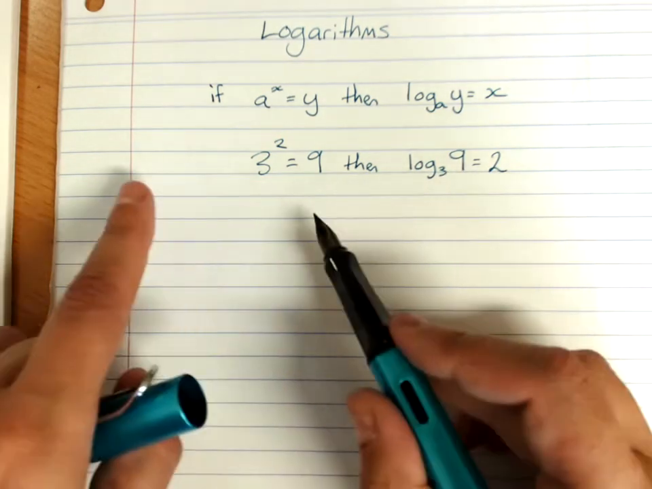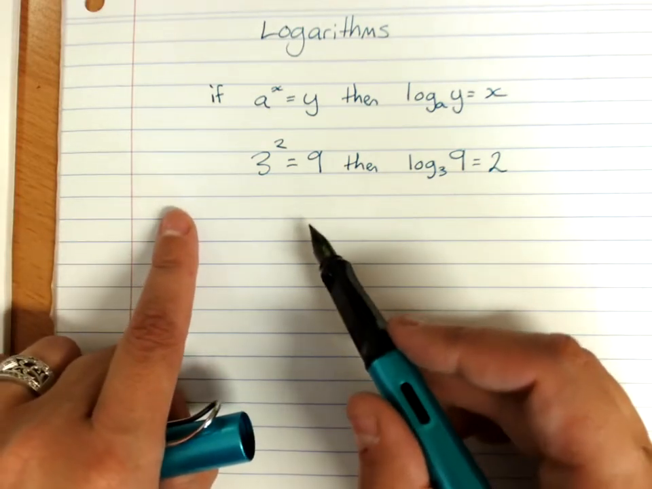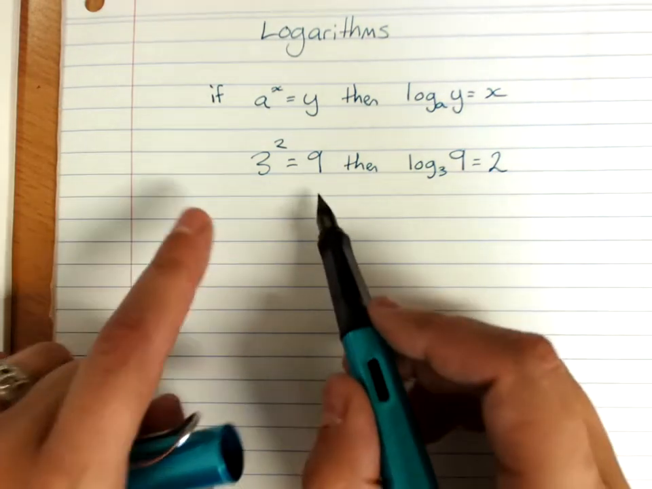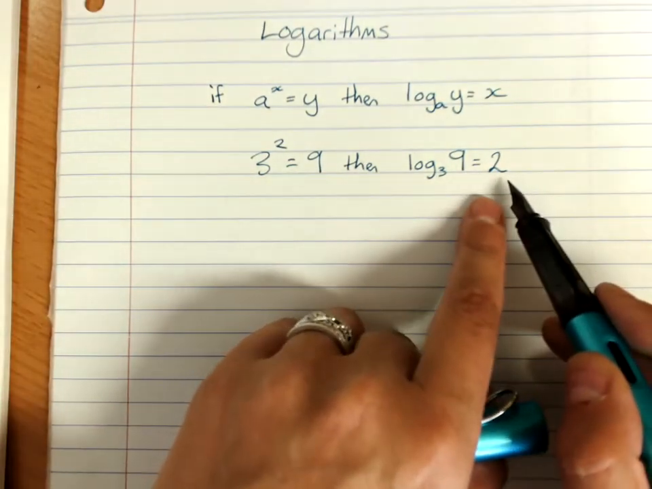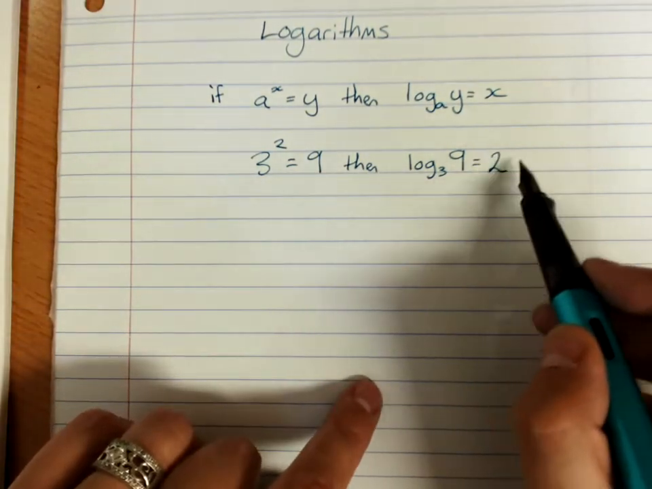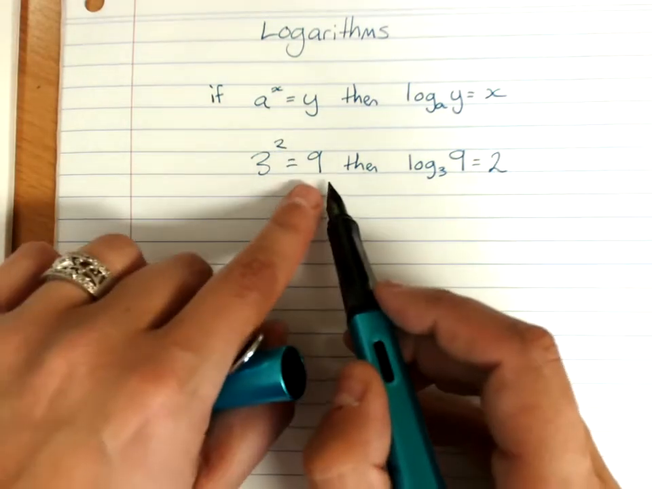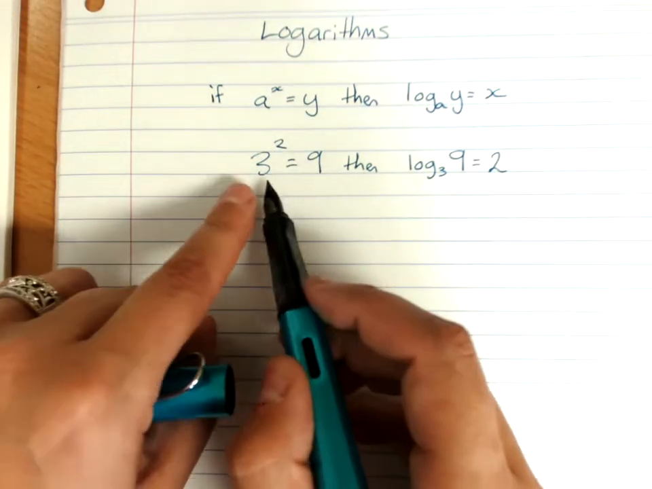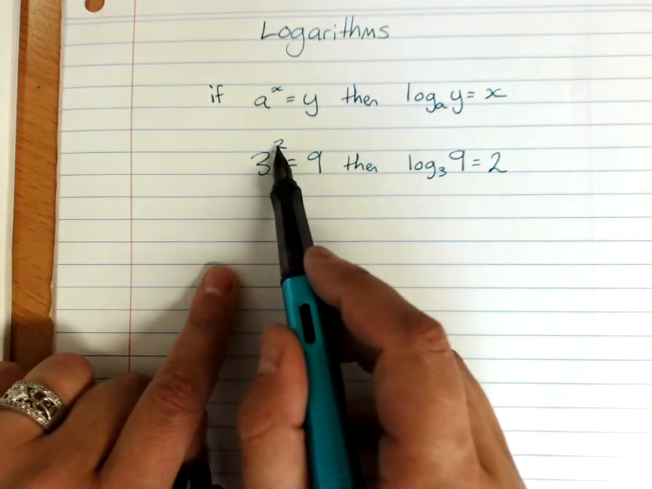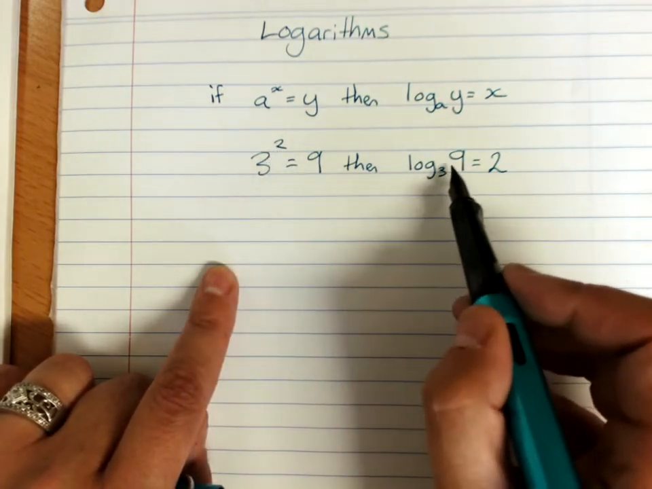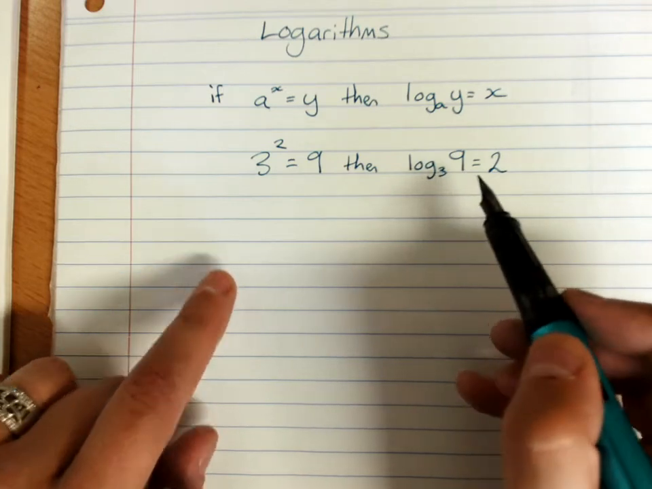Both of these are saying the same thing, just in one the result is 9 and the other the result is 2. In one, the result is the power; in the other, the result is our basic number. In this case, I see the base 3 to the power 2. Here the base 3 is the base of my log.